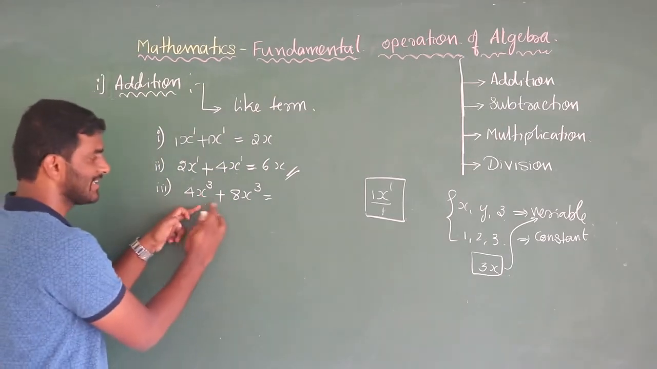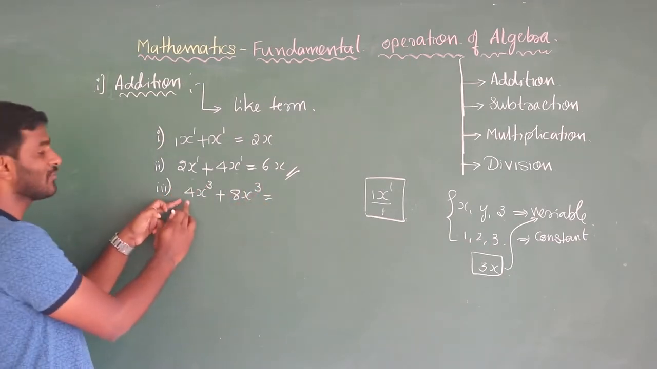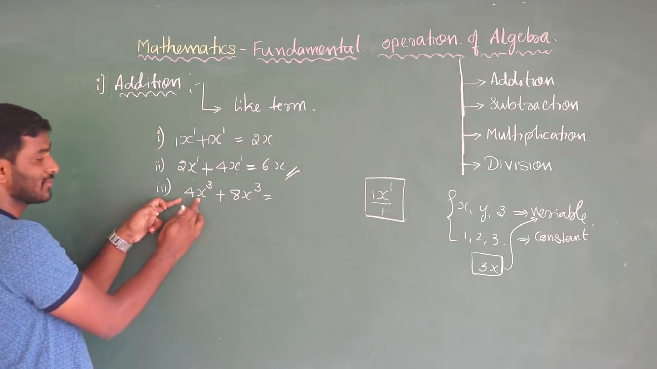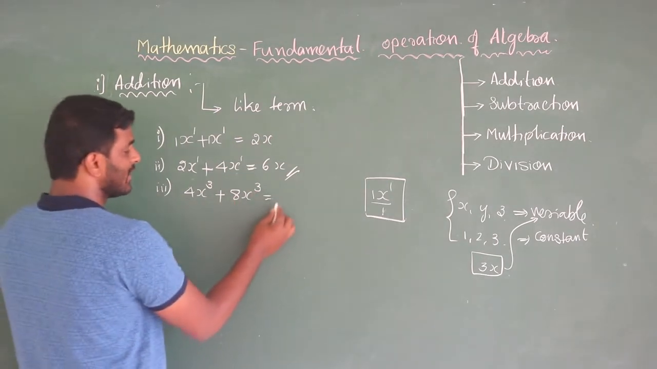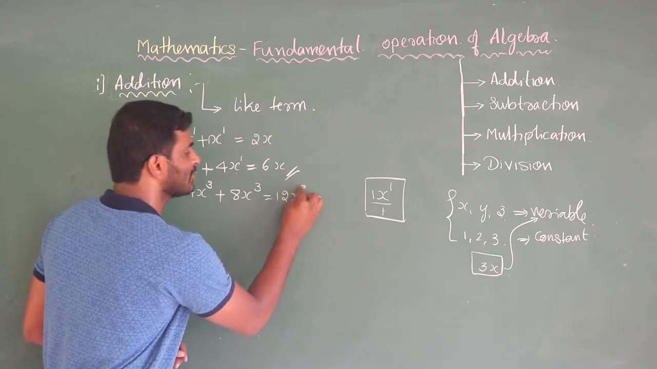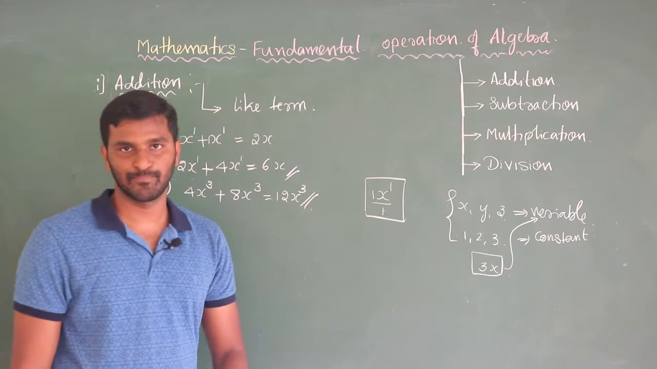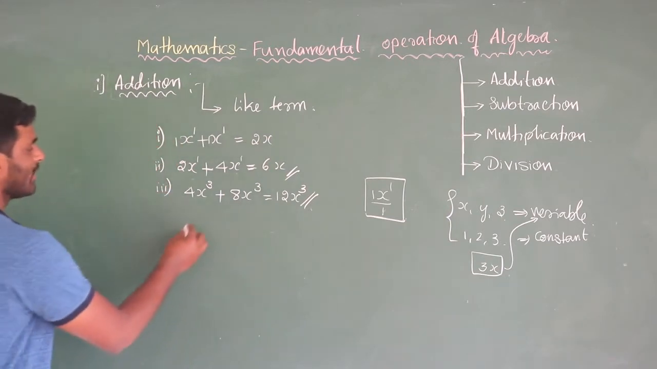x and x, yes, the same. You just add the coefficients. What is the coefficient of x cube? 4. Coefficient of the other x cube? 8. So 4 plus 8, that is 12. So 12x cube is the answer. Simple. Okay, we will take the next concept.